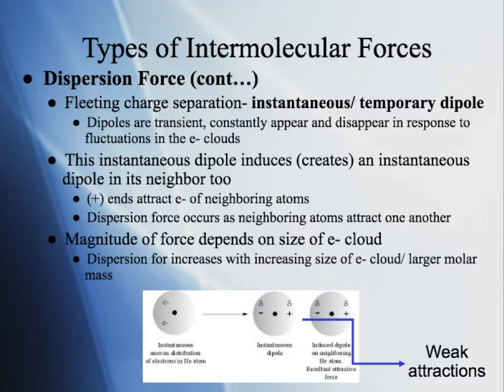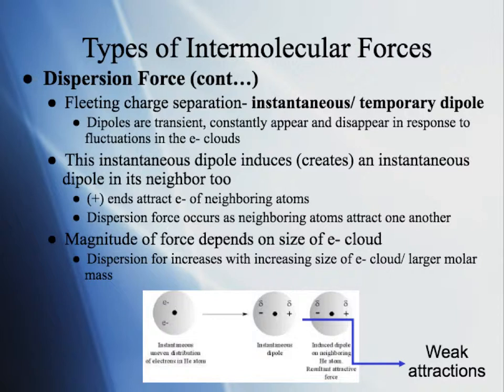In fact, we call this an instantaneous or temporary dipole because this is just a one-second, even millisecond, lapse. Over time, you get electrons jumping from side to side in a molecule or atom all the time, so it's very transient. This instantaneous dipole induces, or creates, an instantaneous dipole in its neighbors too. It's kind of like they control each other's charges, in essence.